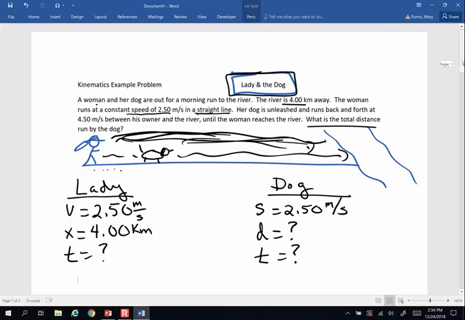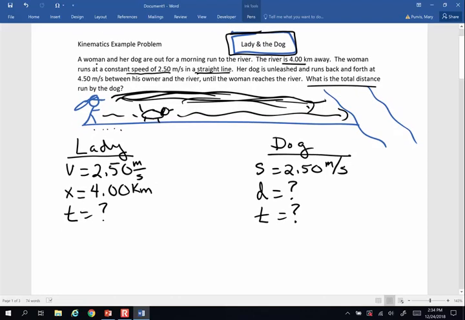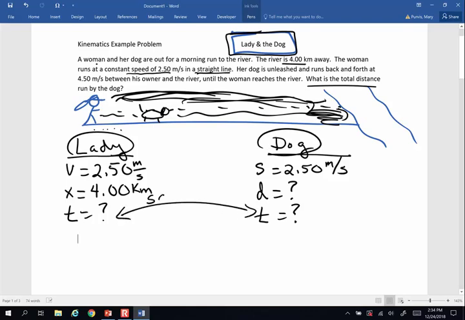But here's the cool thing I do know. I know that when the woman gets to the river, the dog is going to stop running back and forth. So the variable that the lady and the dog share is time. Time is actually going to be the same for both the woman and the dog. So this is a two-step problem. First thing I'm going to do is use the information about the woman and calculate time. Once I have time, I can put it into this pile of data, and I can actually calculate the distance traveled by the dog. So let's go ahead and do that.